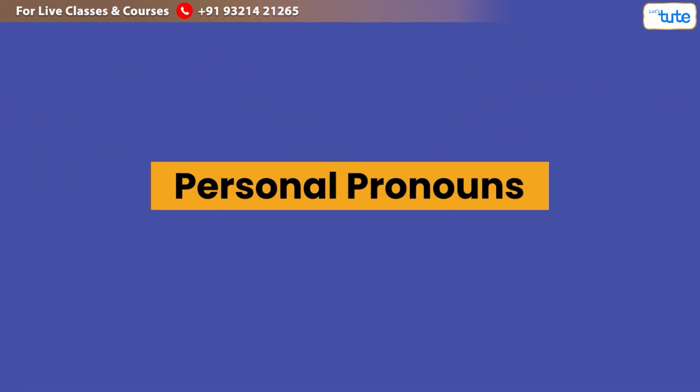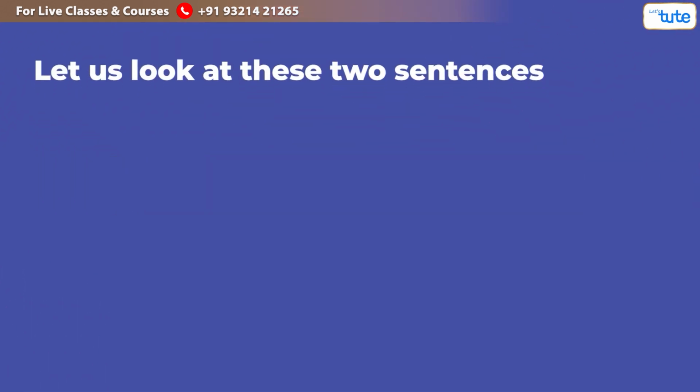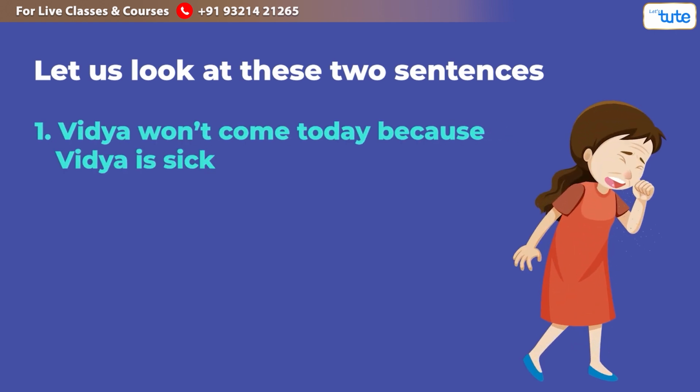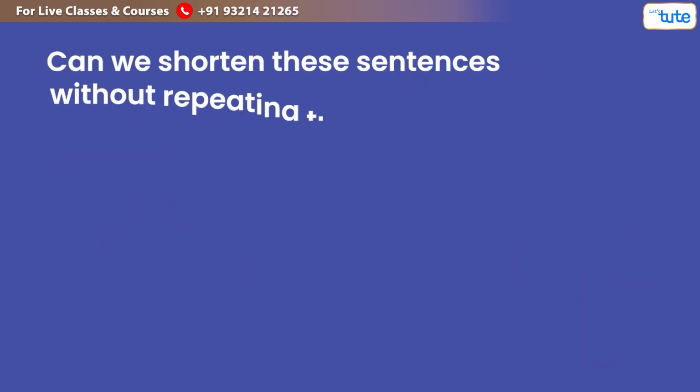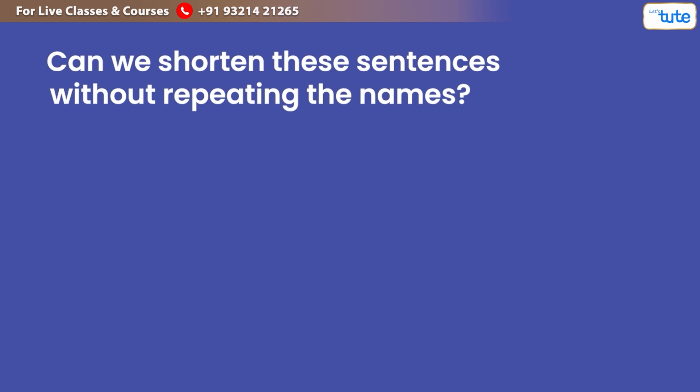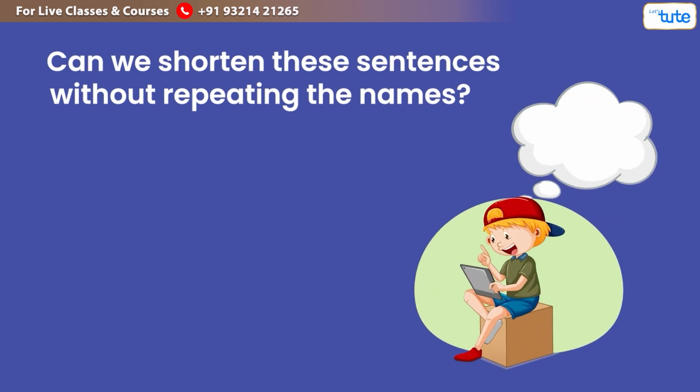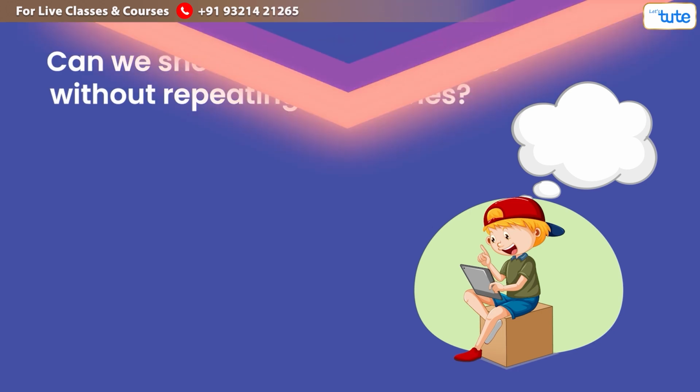Personal pronouns. Let us look at these 2 sentences. Vidya won't come today because Vidya is sick. Alok, Vidya and Shyam play together every day because Alok, Vidya and Shyam are best friends. Can we shorten this sentence without repeating the names? Remember, we did something similar at the beginning.